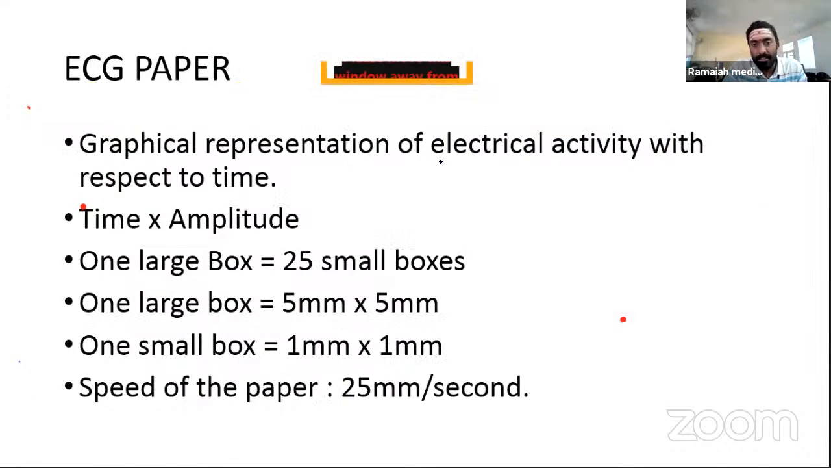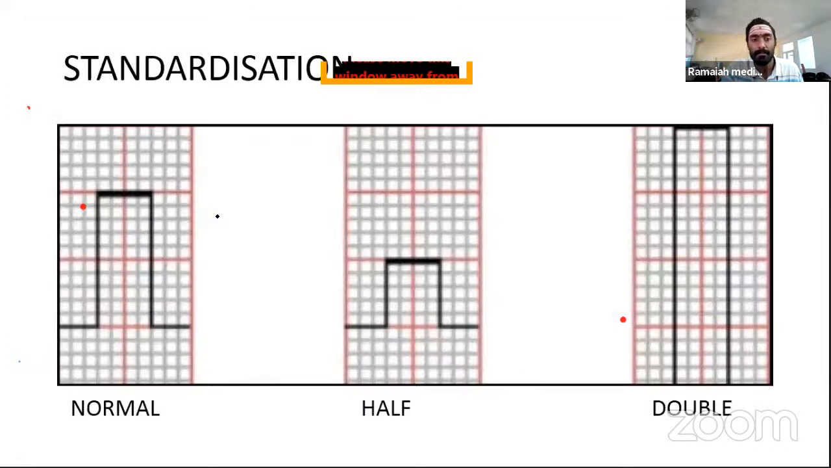So it is a graphical representation of electrical activity with respect to time, where we have time in the x-axis, amplitude in the y-axis. One large box is 5 mm, one small box is 1 millimeter, the speed is 25 millimeter per second. So a very, very important concept once we begin to interpret the ECG.